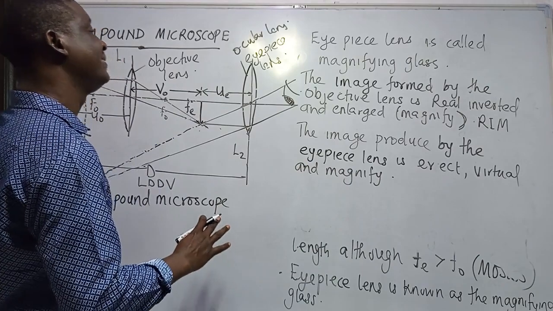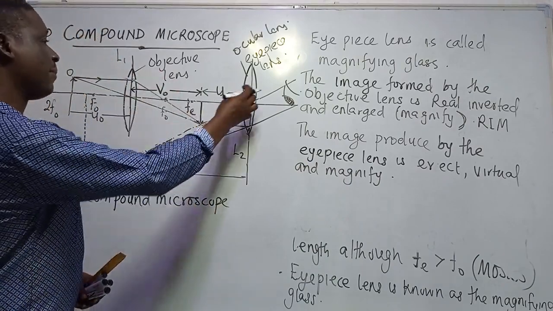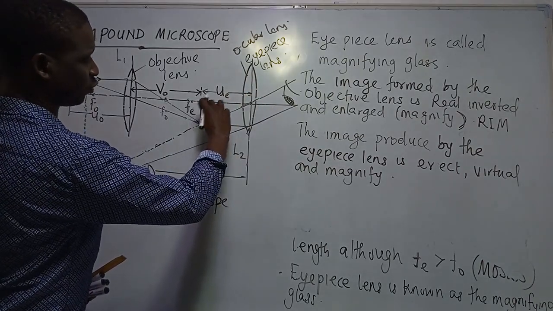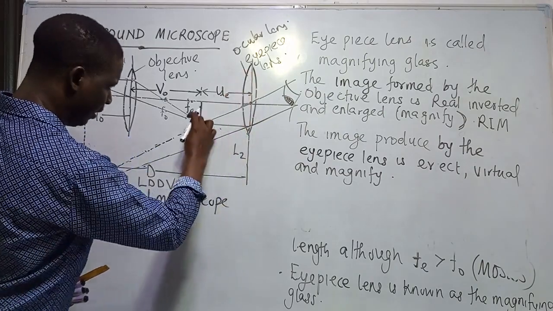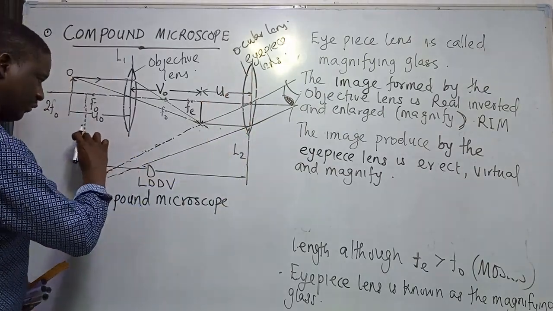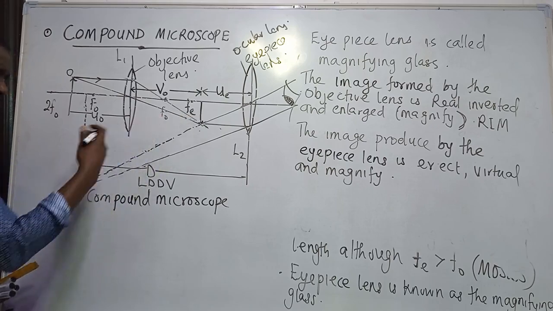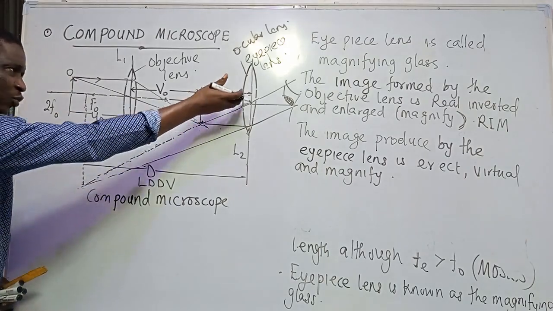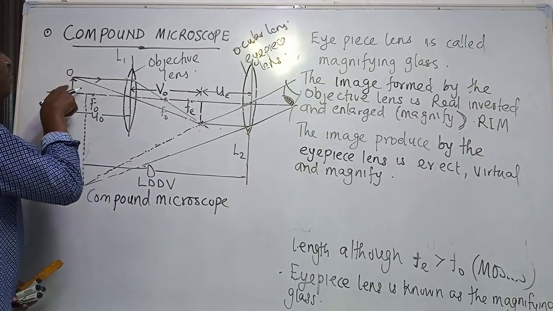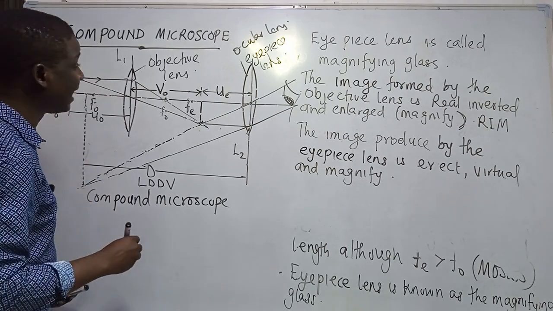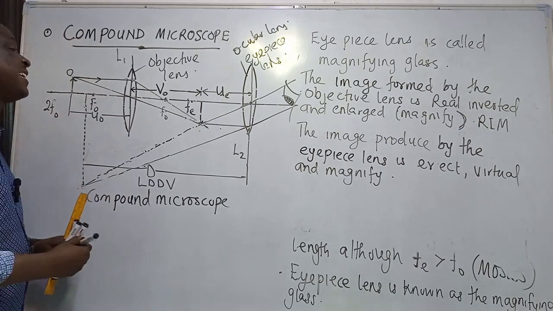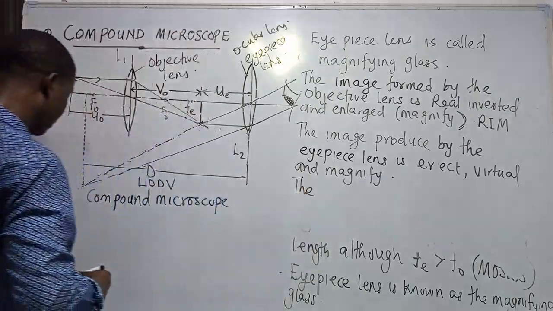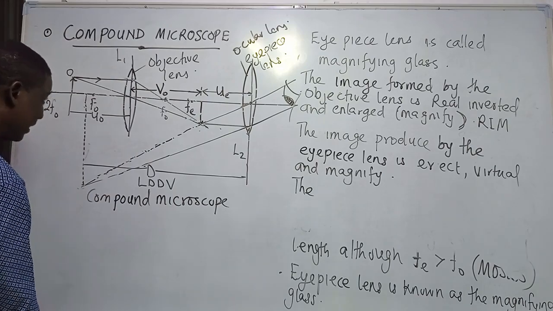But when we talk about the final image, with respect to the eye, if this one is the object of this eyepiece, it is also erect to the eye. But with respect to the object, that's when they mention the final image: it means with respect to the real object itself.